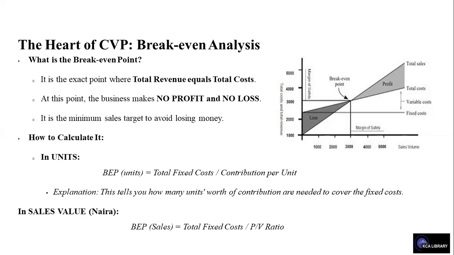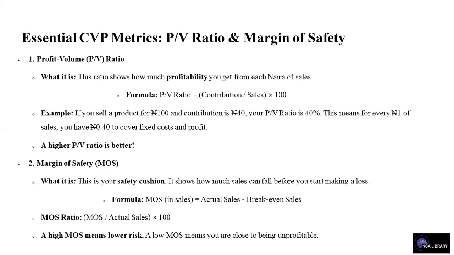It's actually total fixed cost divided by contribution per unit, and this tells you how many units worth of contribution will be able to cover the fixed cost. And in terms of sales, the break-even point is actually total fixed cost divided by the PV ratio. And when we look at the metrics, what are the essential metrics of cost, volume, profit? We have the PV ratio and the margin of safety.